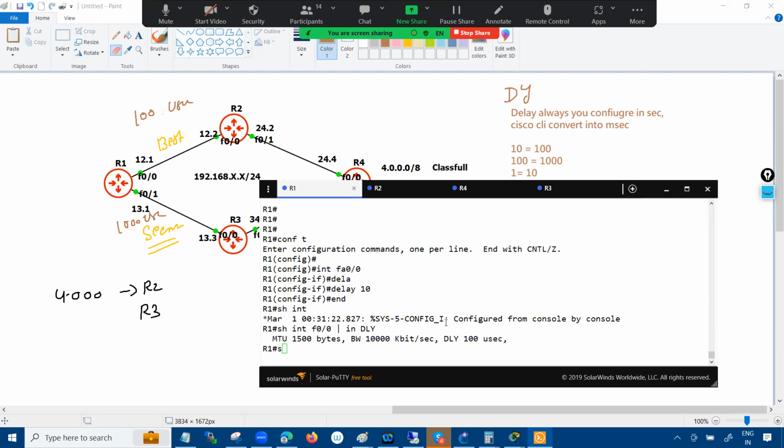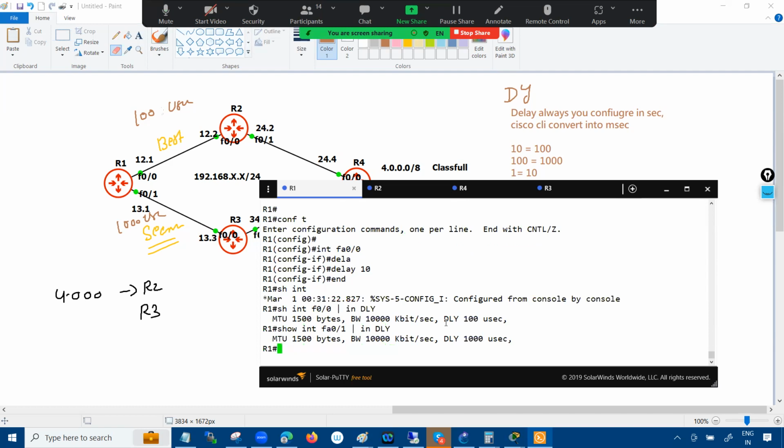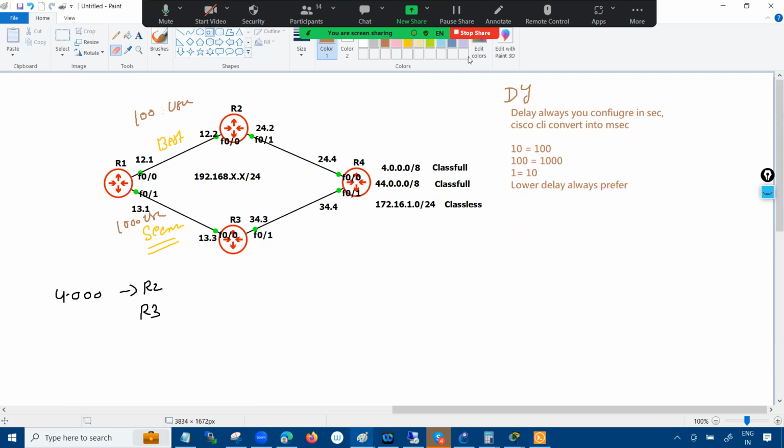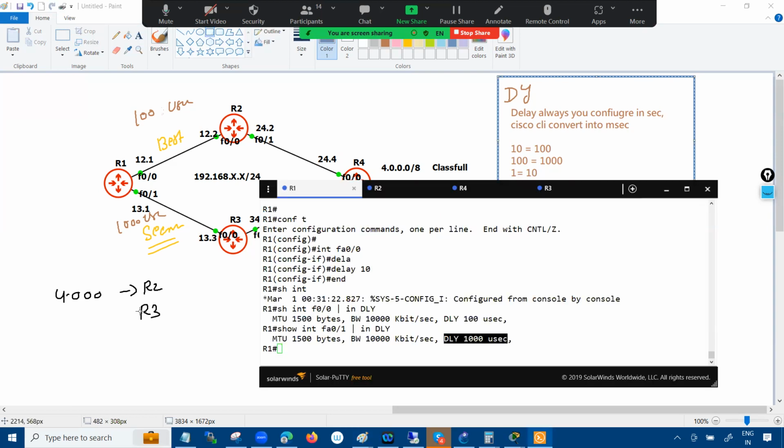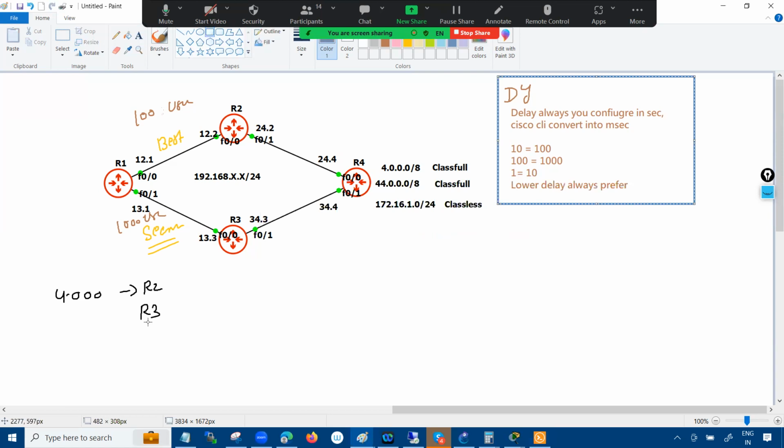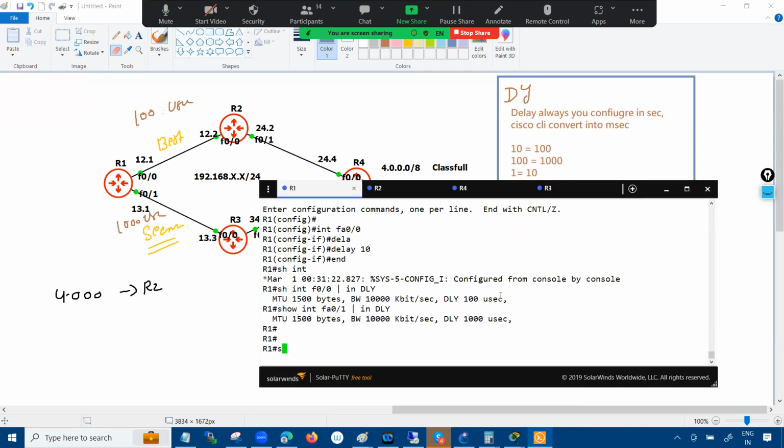Even if you do show interface 0/1 | include delay, it's 1000 microseconds over there. It means this one is the lower one, and the lower one is always preferred. Lower delay is always preferred. So what happened? Now this path, R3, will not be there in the routing table. So now the path will change, and this is the best path now. So if you go to router 1 and run show ip route eigrp.